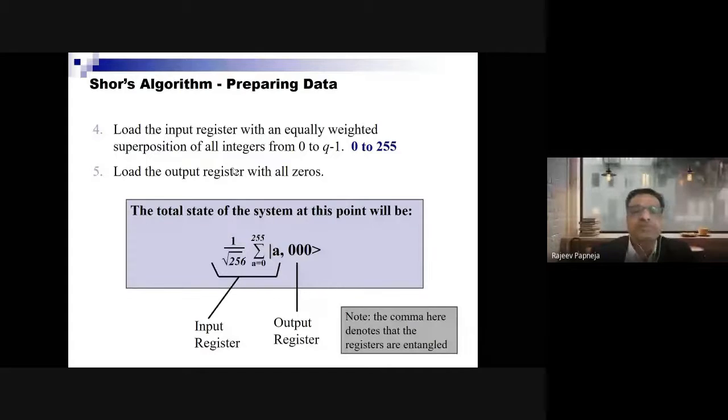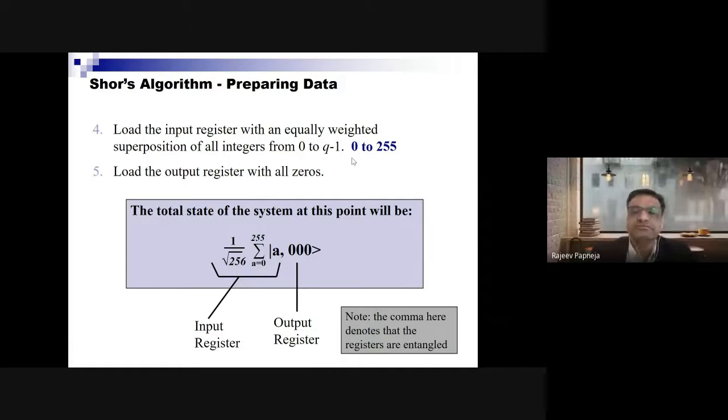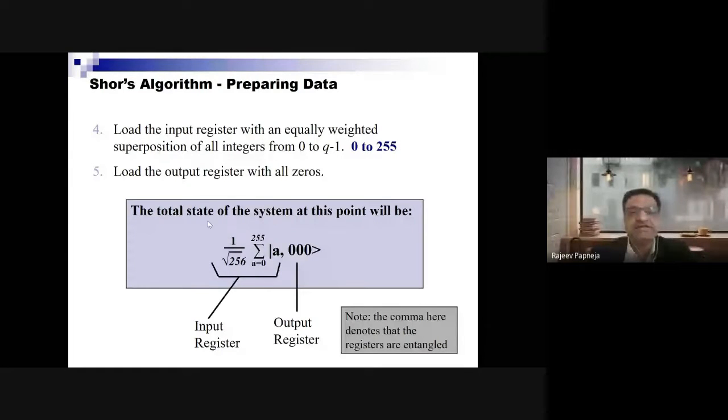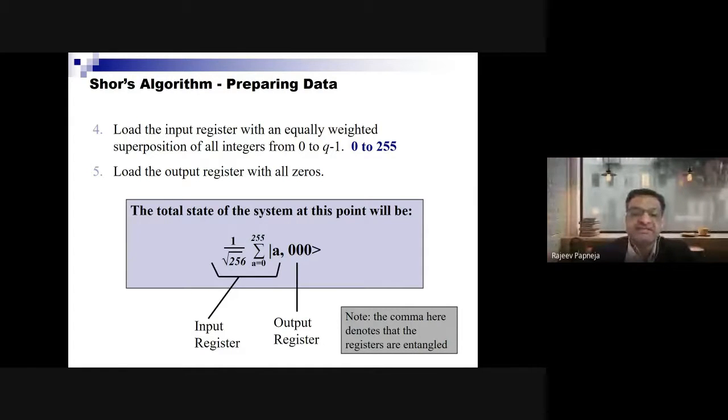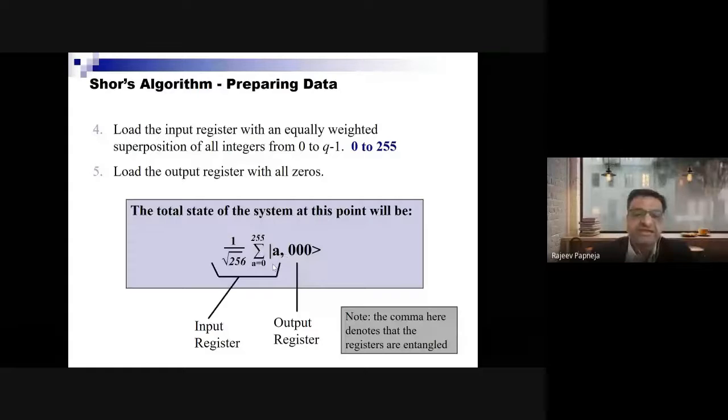Now load the input register with an equally weighted superposition of all integers from 0 to q minus 1. So from 0 to 255, we load the input register, and we load the output register with 0. The comma here is saying that the registers are in an entangled state. Changing or collapsing one of the states will collapse the other register also. Collapsing the input will collapse the output.